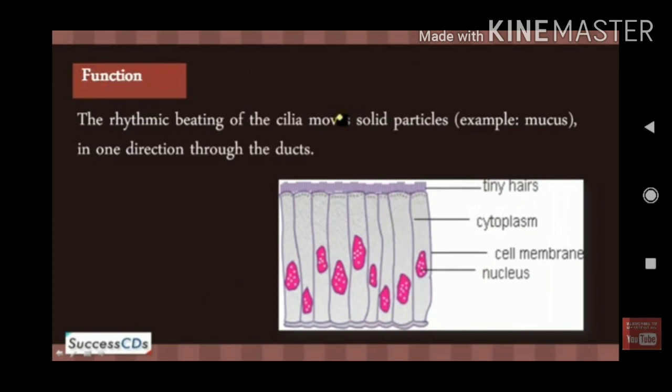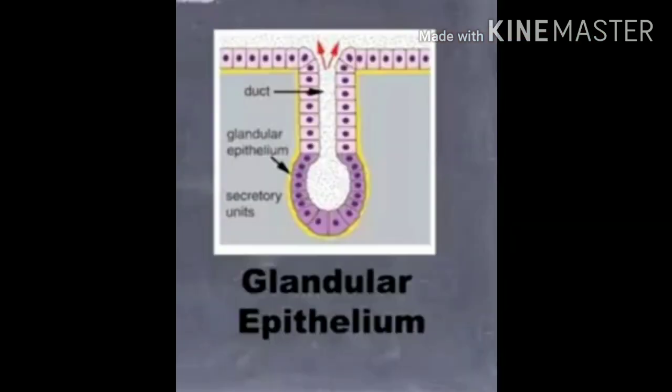So next we move to the glandular epithelial tissue. It is present in the glands, such as the endocrine glands.